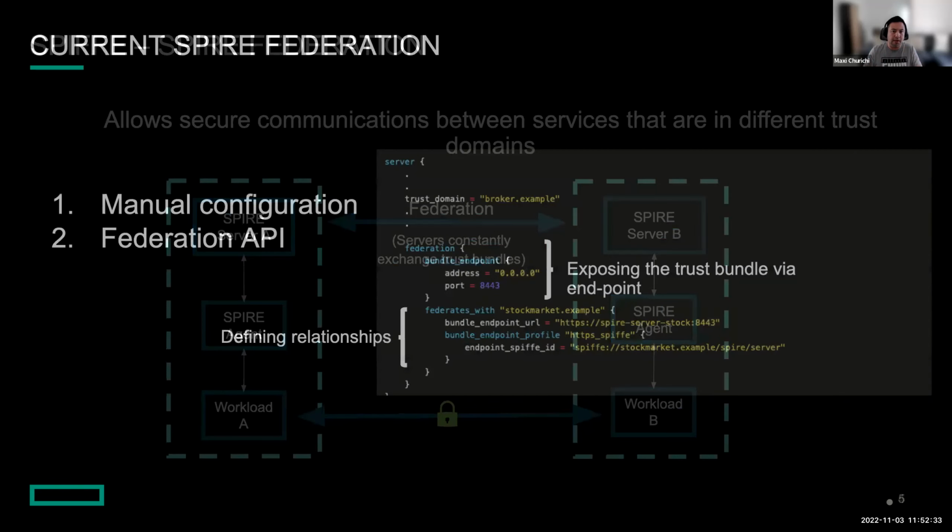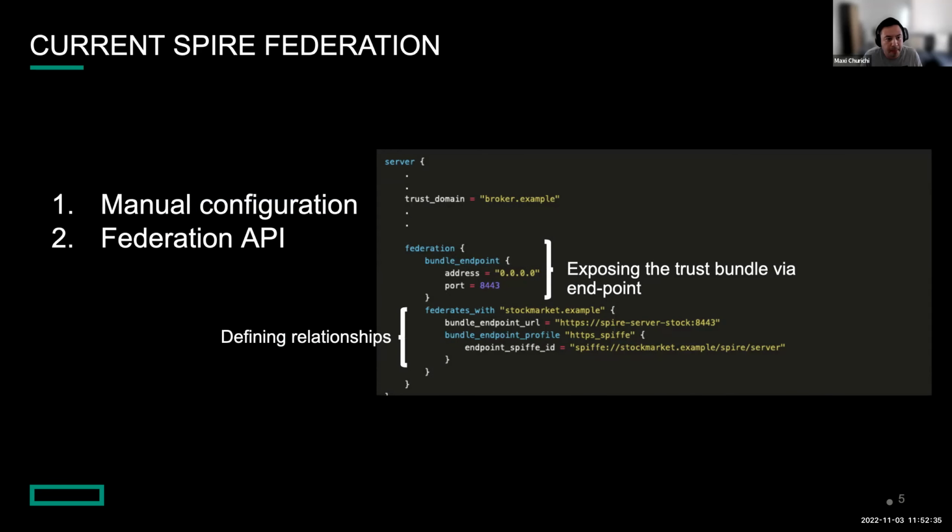How do you set this up in regular SPIRE? There are two ways to set this up. First, using the SPIRE server configuration file. You have to define two specific pieces of information. The first one is the bundle endpoint. It's a URL where the SPIRE server is going to expose an API that other SPIRE servers can reach out to and get its bundle, its SPIFFE bundle.